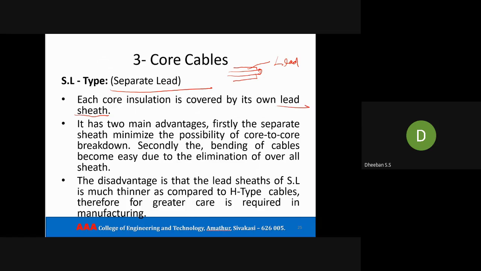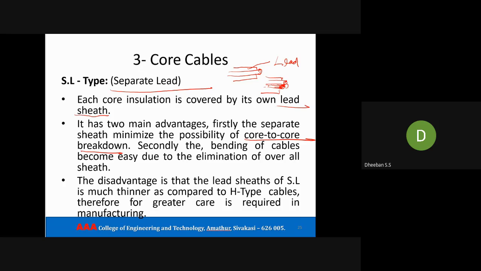The first one is that the separate sheet minimizes the possibility of core-to-core breakdown. Because in the same lead sheet, sometimes there might be a breakdown. If you are covering with lead and the breakdown occurs here, the nearby conductor will also get damaged.